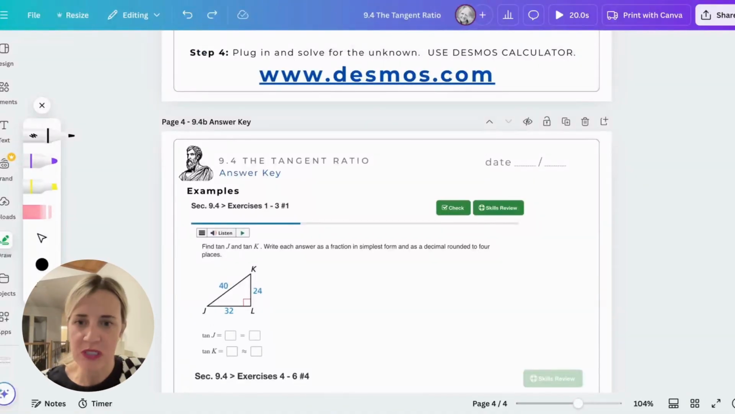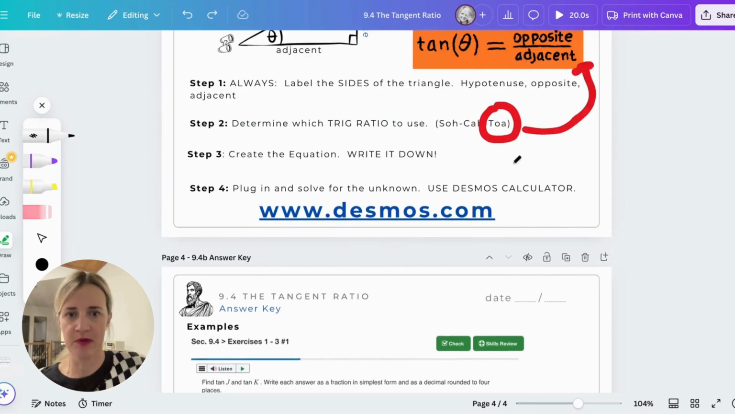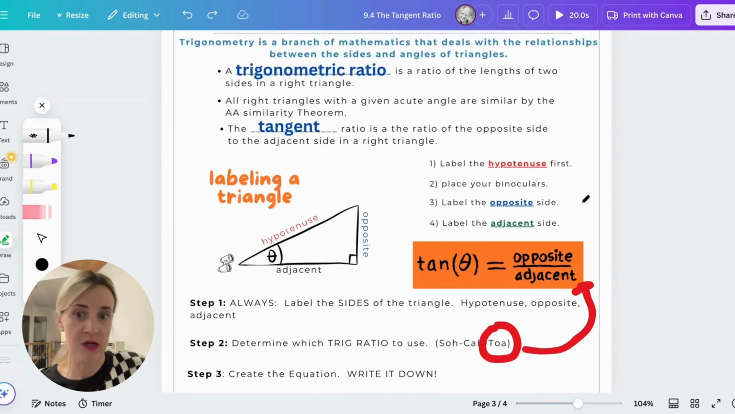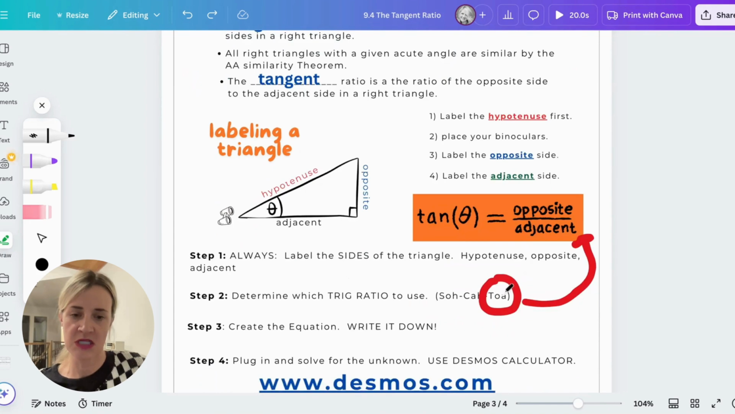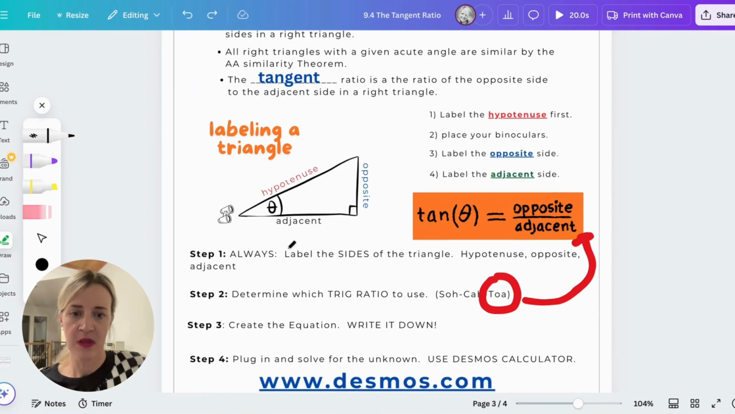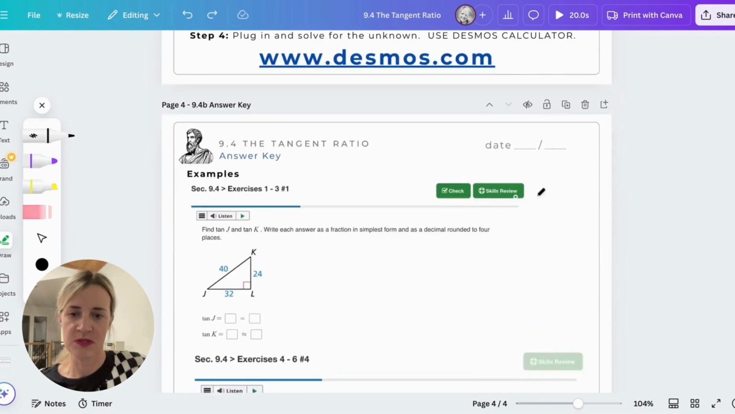Into our little note-taking template here, and we're going to do a few problems together. Again, remember these steps, they are listed out here on your note-taking template. Going through, labeling the hypotenuse first, then the opposite, then the adjacent, and then the steps. So we can always resort back to those as we're doing some of these problems. The first one here, we're actually not solving for any variable. We're just doing the beginning work of setting up the ratios.